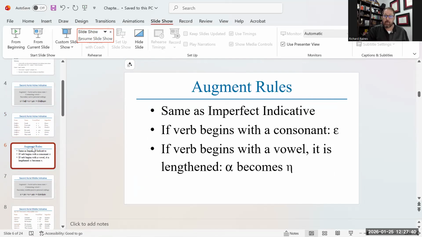And just as a reminder, the rules for the augment in the second aorist are the same as the imperfect indicative, which is that if a verb begins with a consonant, so if the stem begins with a consonant, then you're going to add an epsilon. If the verb begins with a vowel, then you're going to lengthen that vowel. So, for instance, an alpha becomes an eta. And I'm going to tell you that may be one of the ways that helps you with translation. Sometimes when we're translating sentences, we open up the quiz or test or whatever we're doing, and you see all these Greek words, and panic sets in. Oh no.